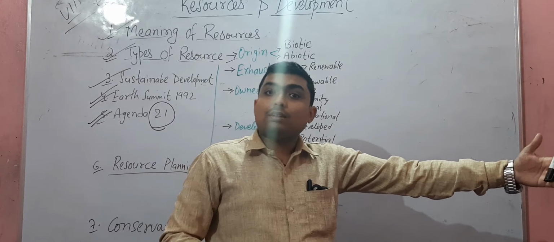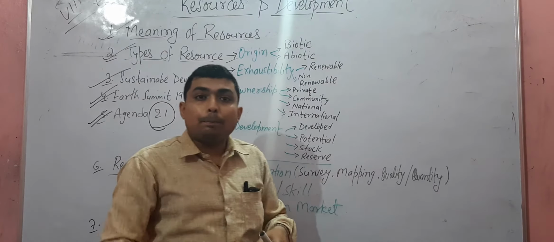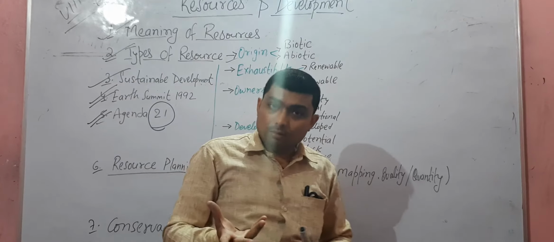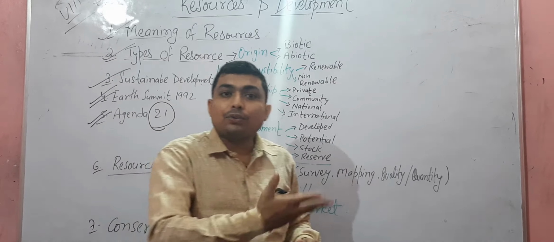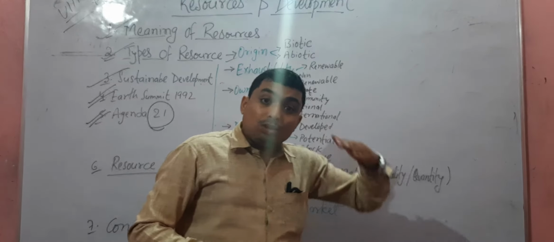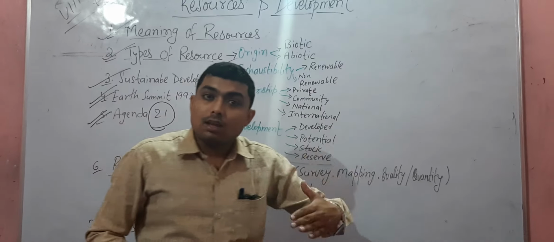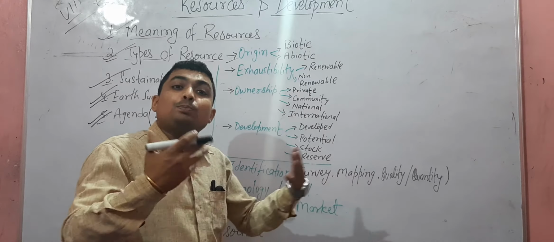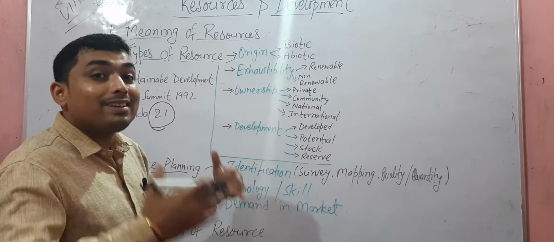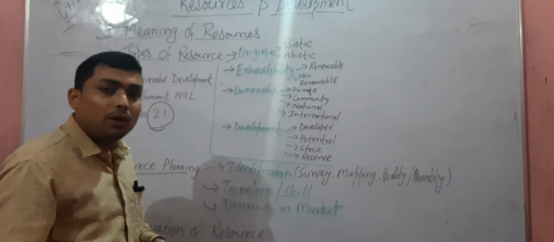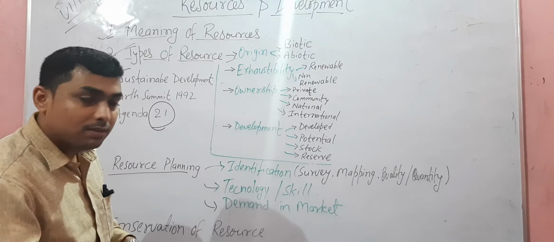Then she put that rolled dough in that pan, and after frying, it turns into a puri. So this is exactly the process of how to make that puri. This is exactly known as planning. In resource planning also, the number one step is identification. First of all, we have to identify the resource.